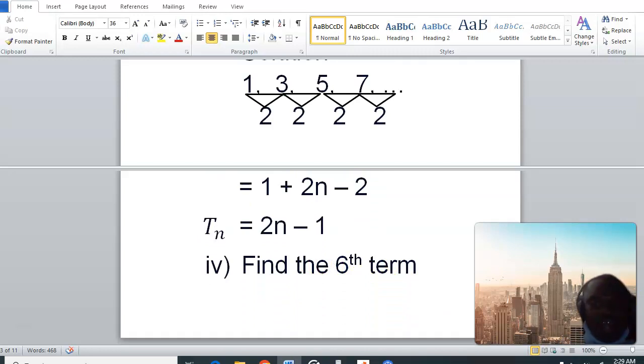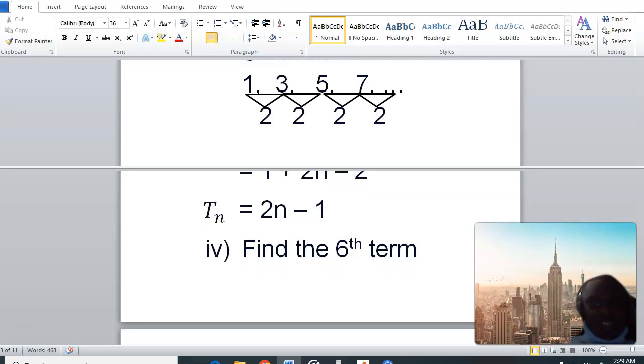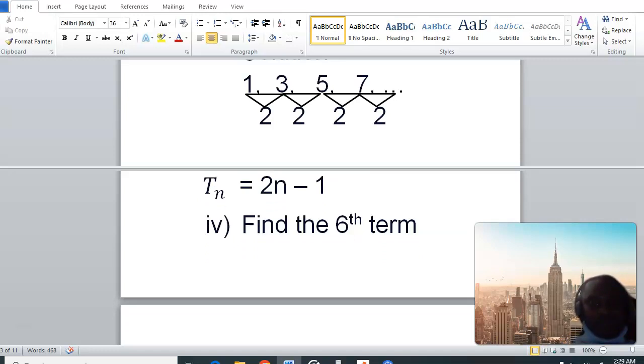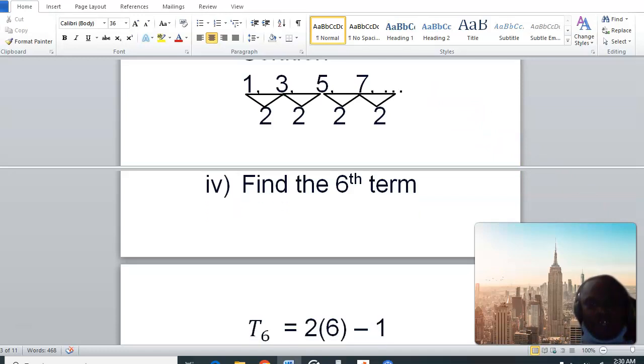The next question says, find the sixth term. How are you going to find the sixth term? It's easy. We know here if we add 2, we are going to get 9. 1, 2, 3, 4. That's going to be the 4th term. You add 2 again. We are going to get 9 plus 2, which is what? 11. Then you add 2 again. 11 plus 2, which is what? 13. Okay, what if the number is big?